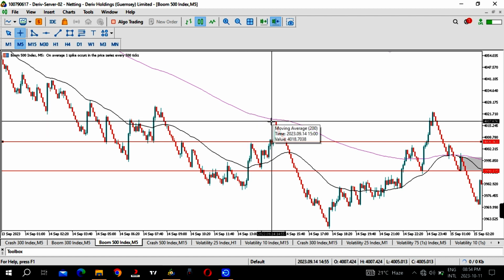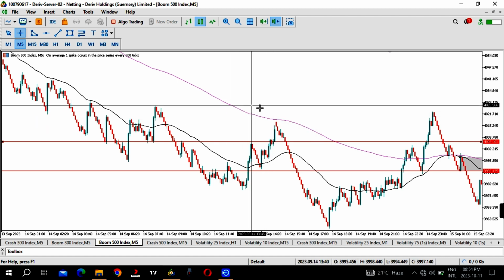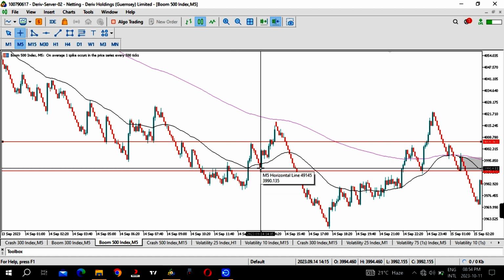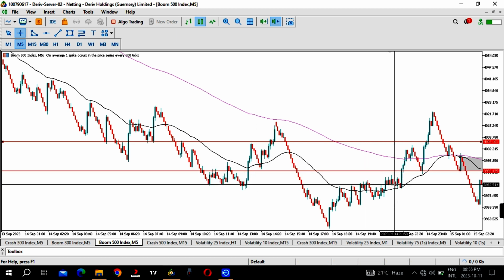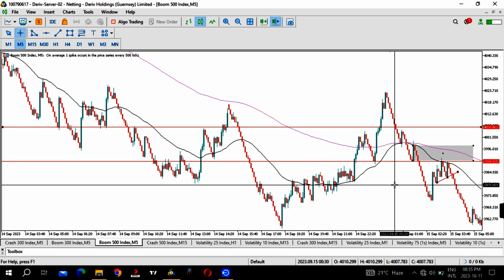But what I usually use for my trend is just the 200 moving average, and the 50 moving average I usually use for my entries. The 200 I also use for my entries, but I don't want to go much in depth on that. If you'd like me to go more in depth, you can just comment in the comment section below.